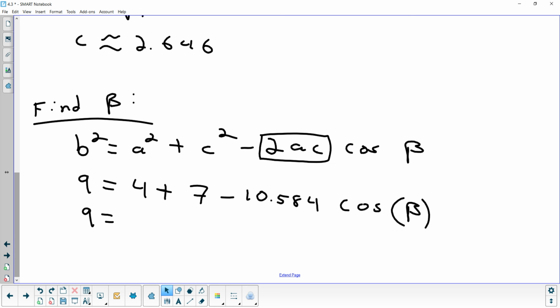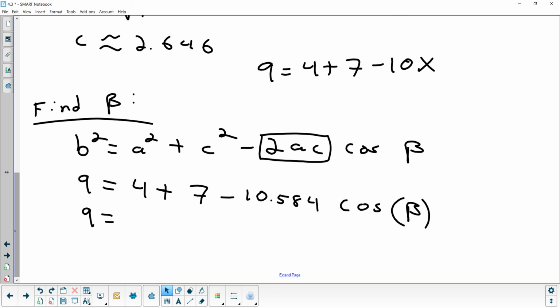4, 7, and negative 10.584. Let me write that equation a little differently. What is it? 9 equals 4 plus 7 minus 10 times something I don't know. That equation is pretty much the same thing.